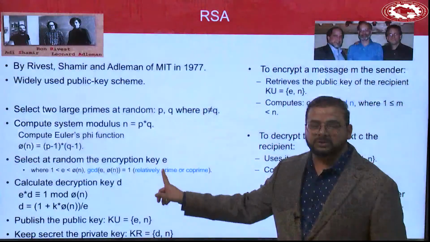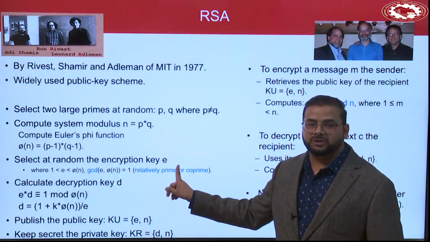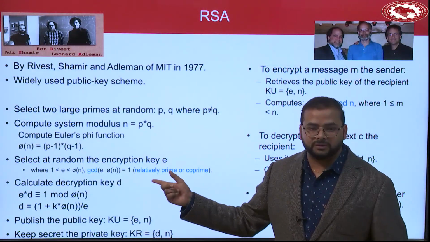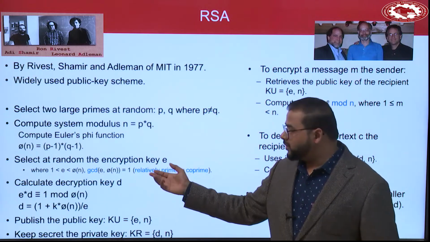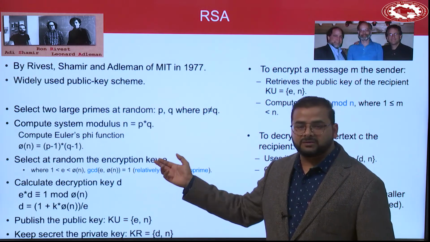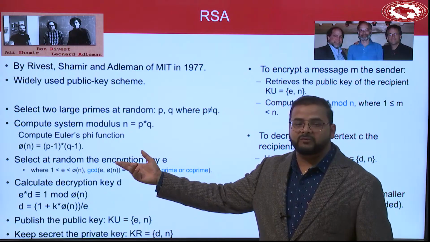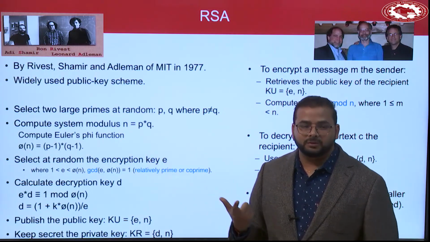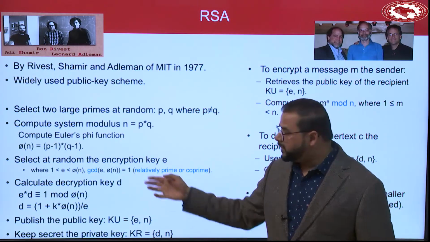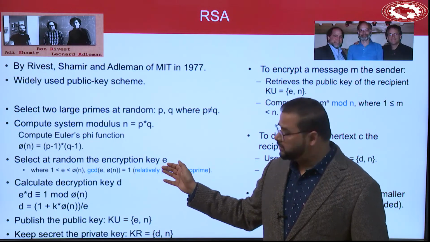So my E should not be 2. It should not be 3. It should not be 6. It should not be 9. Any combination of the factors. I can pick 7, for example. 7 is relatively prime to 18. The common factor between 18 and 7 is 1. So you can pick any number like that, right?